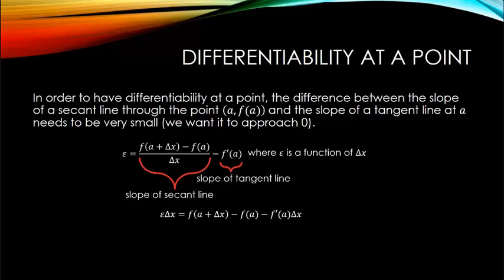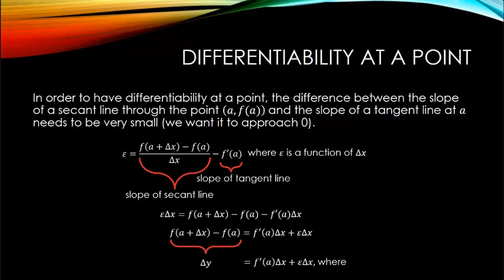I'm going to rearrange this just a little bit. I get f of a plus delta x minus f of a is equal to f prime of a times delta x plus epsilon times delta x. The left-hand side, f of a plus delta x minus f of a, is just delta y. So delta y will be equal to f prime of a times delta x plus epsilon delta x, where the limit as delta x goes to 0 of epsilon is 0.